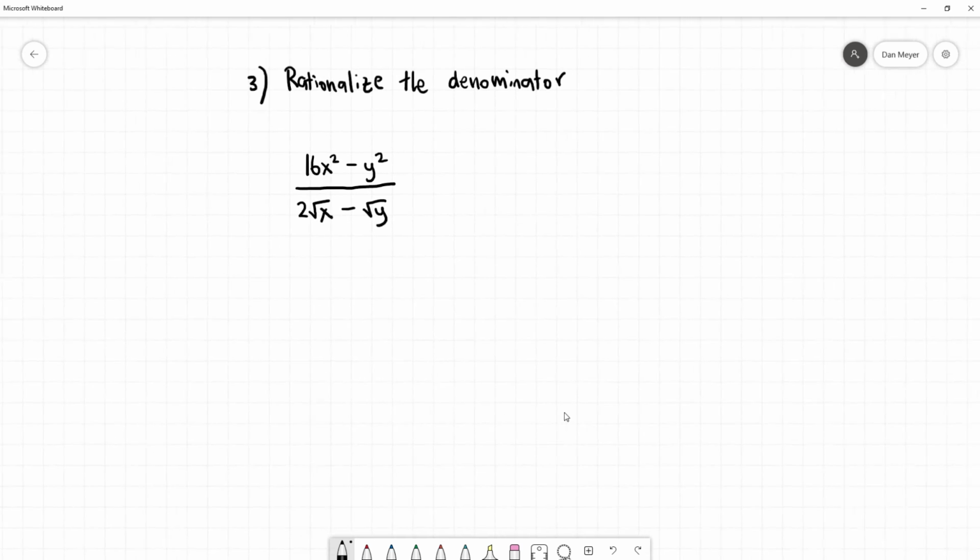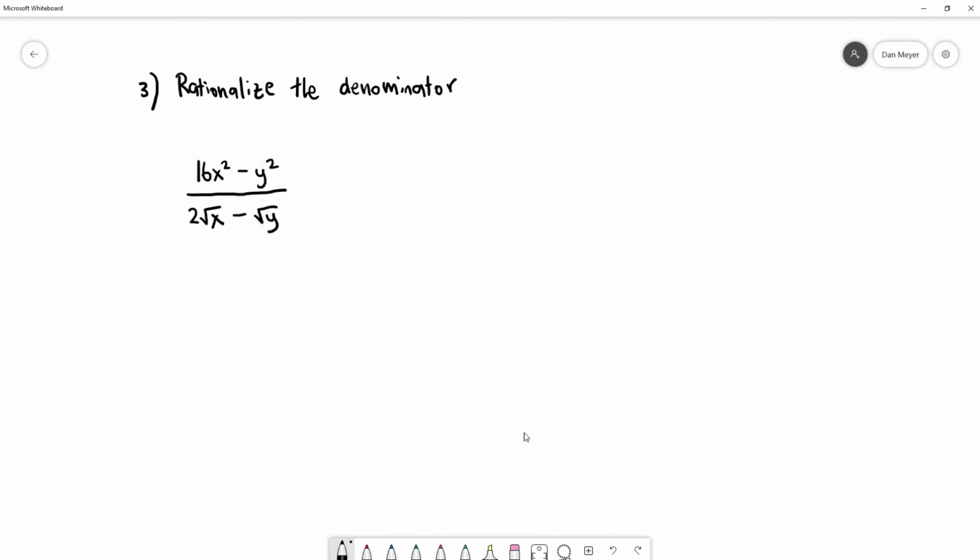Moving on to maybe a slightly more challenging problem. We want to rationalize the denominator once again. So our denominator involves some square root expressions that maybe we don't want there for one reason or another. So we want to multiply by the conjugate here, which is 2 root x plus root y. And again, we're going to multiply on top and bottom by the same expression.